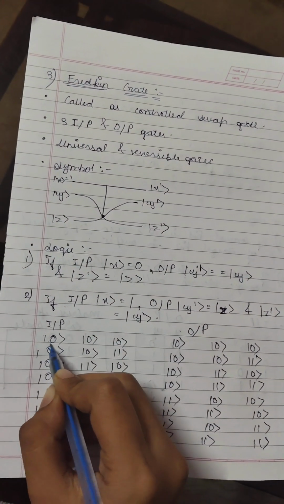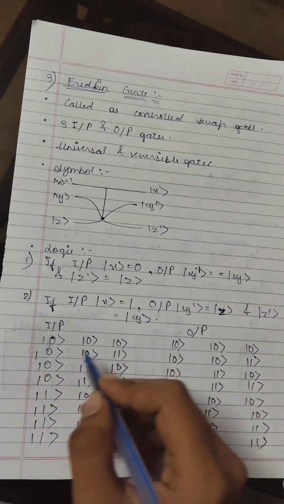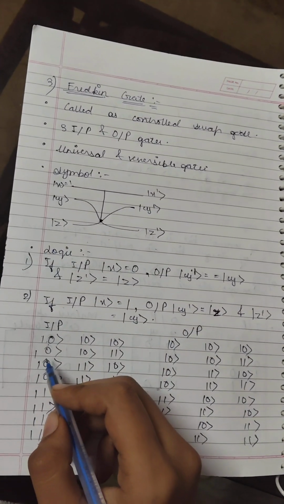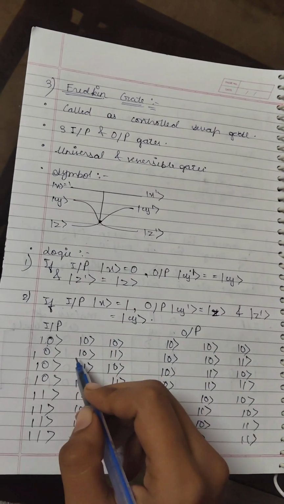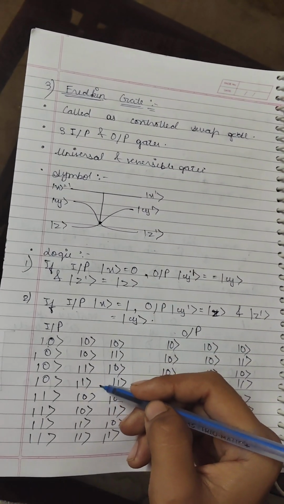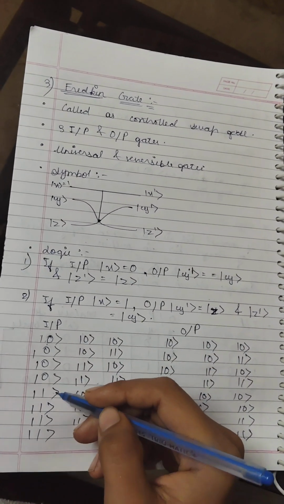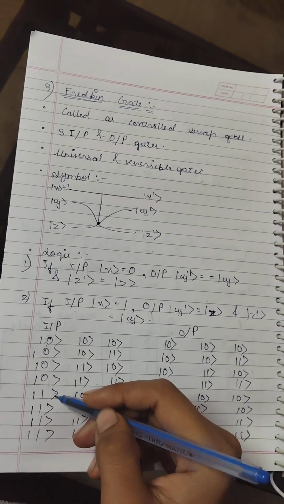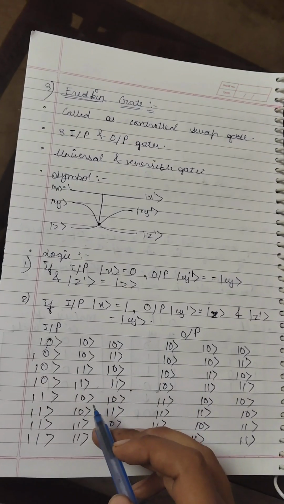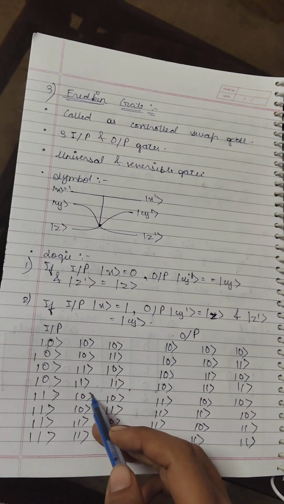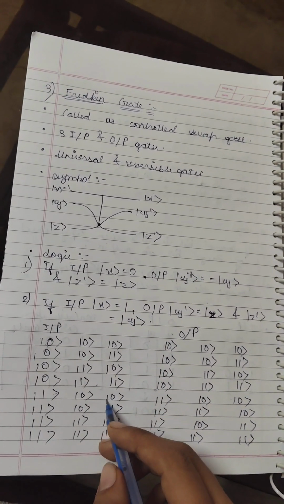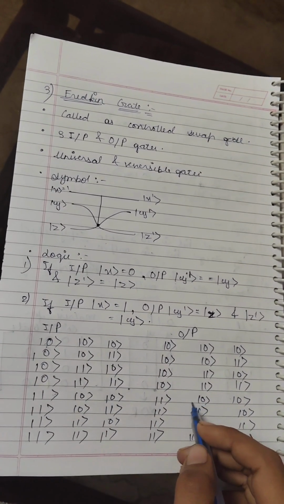When the control bit is 0, we just need to copy, like y' equals y, z' equals z. Again, it is 0, so just copy it. y' equals y, z' equals z. Similarly, we do this till this step, and then when the control bit, that is x, becomes 1, then we need to swap. And how does this swapping happen? The value of y becomes equal to our z' value, and the value of z becomes equal to the value of y'.